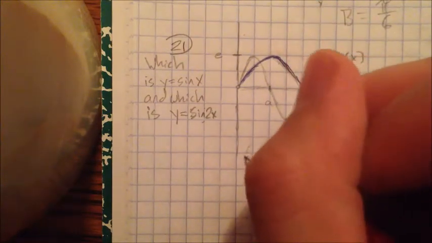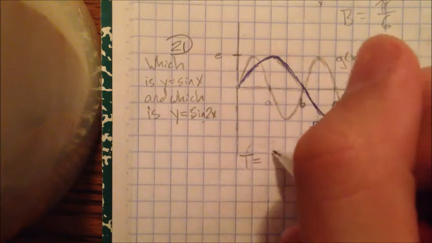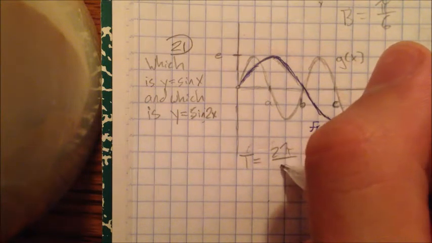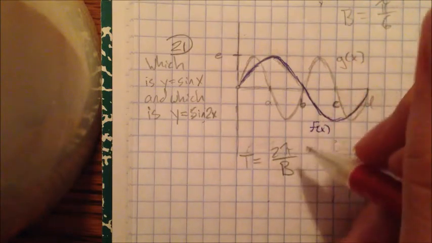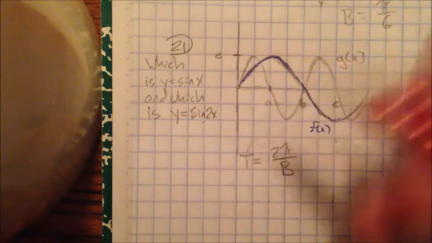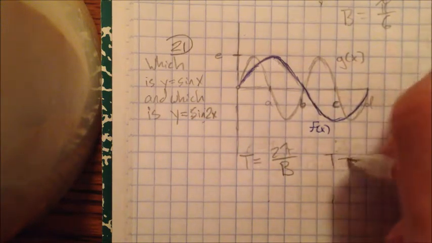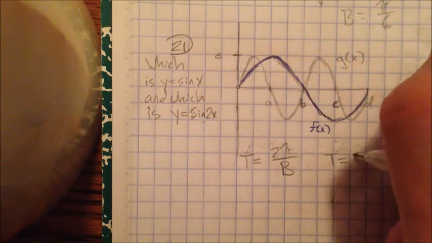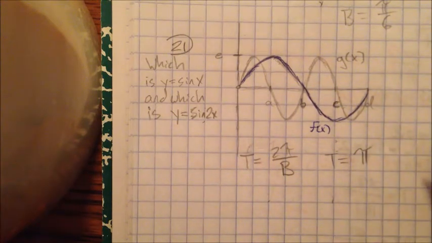So we know that the period is equal to 2 pi over the absolute value of b. Well, I'm not going to worry about absolute value because our b is positive in this case. Our b is equal to 2. So T equals 2 pi divided by 2, T equals pi. So our period is equal to pi.